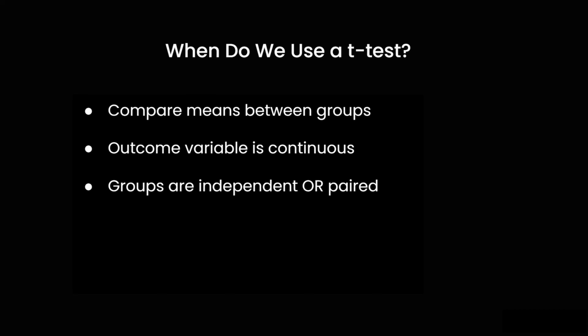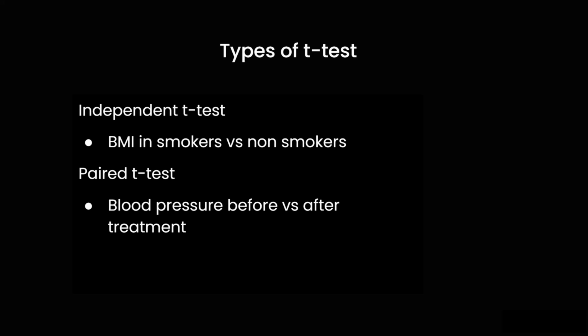So when exactly do we use a t-test? Well, a t-test is appropriate when the outcome variable is continuous. We want to compare means and the data are approximately normally distributed. There are two main types: the independent t-test, which compares two separate groups, for example, BMI in smokers versus non-smokers, and the paired t-test, which compares measurements from the same individuals, for example, blood pressure before and after treatment.